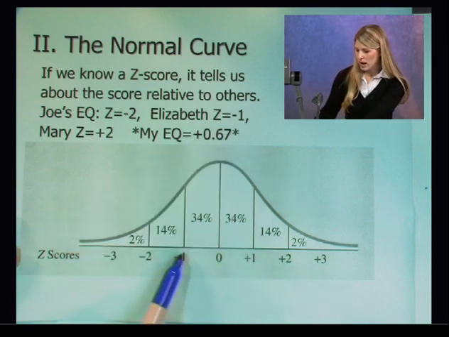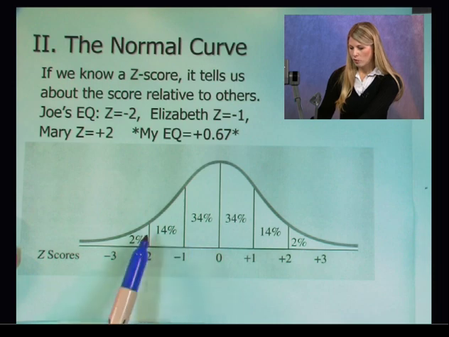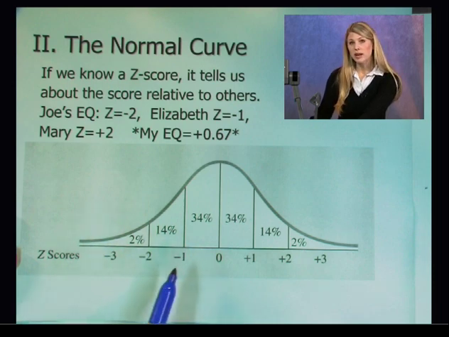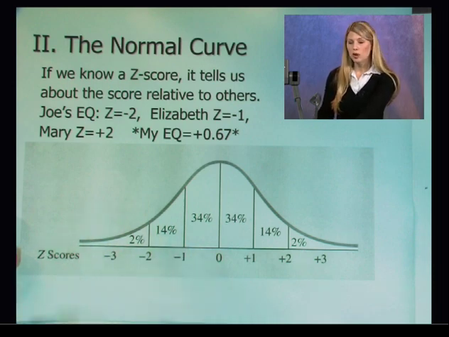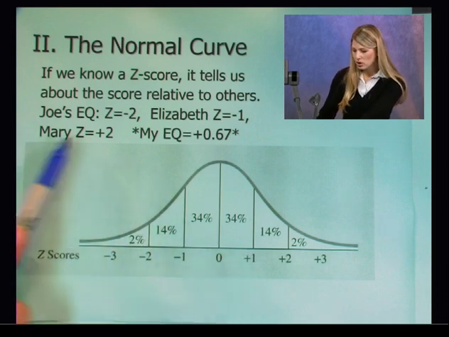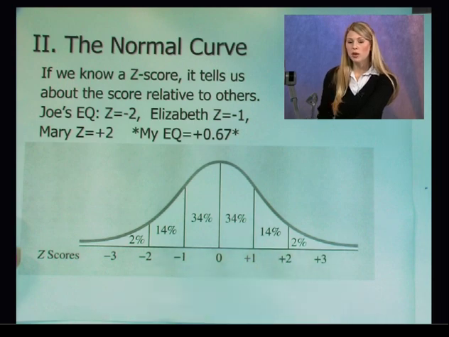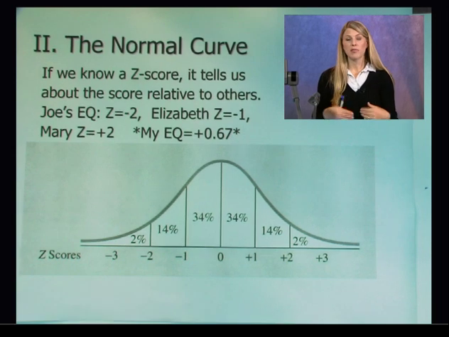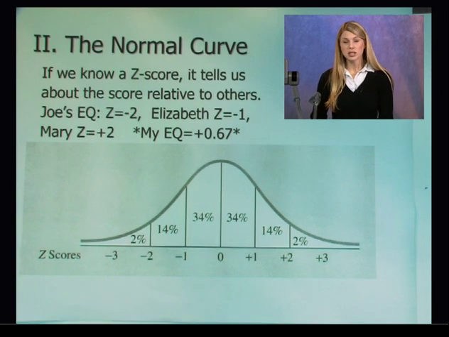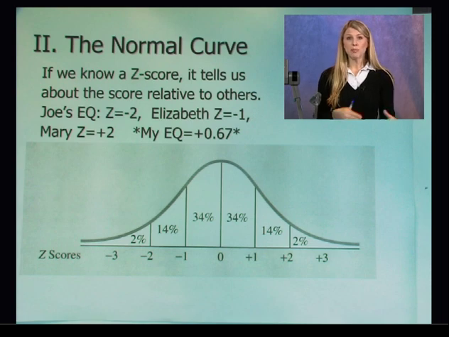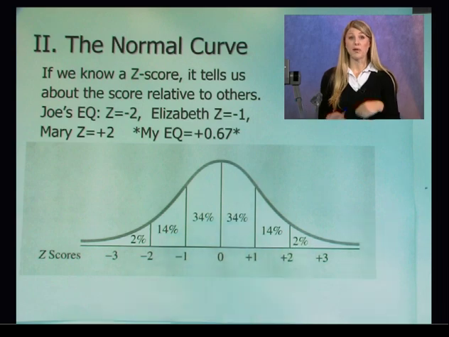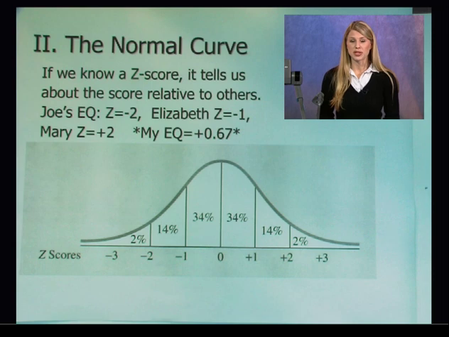Elizabeth's z-score of -1. We know that if you add 14 plus 2, about 16% of people score below her. Not quite as bad as Joe. And we also know that Mary's +2, she is high up there. So she is up here, only about 2% of people are going to score higher than her. So even if they had one candidate come in and take the test, without comparing to other candidates, you at least know, okay, they're way up here. Only 2% of people out there in the population are going to score above this. And they might go, that's good enough, we're going to hire this person.